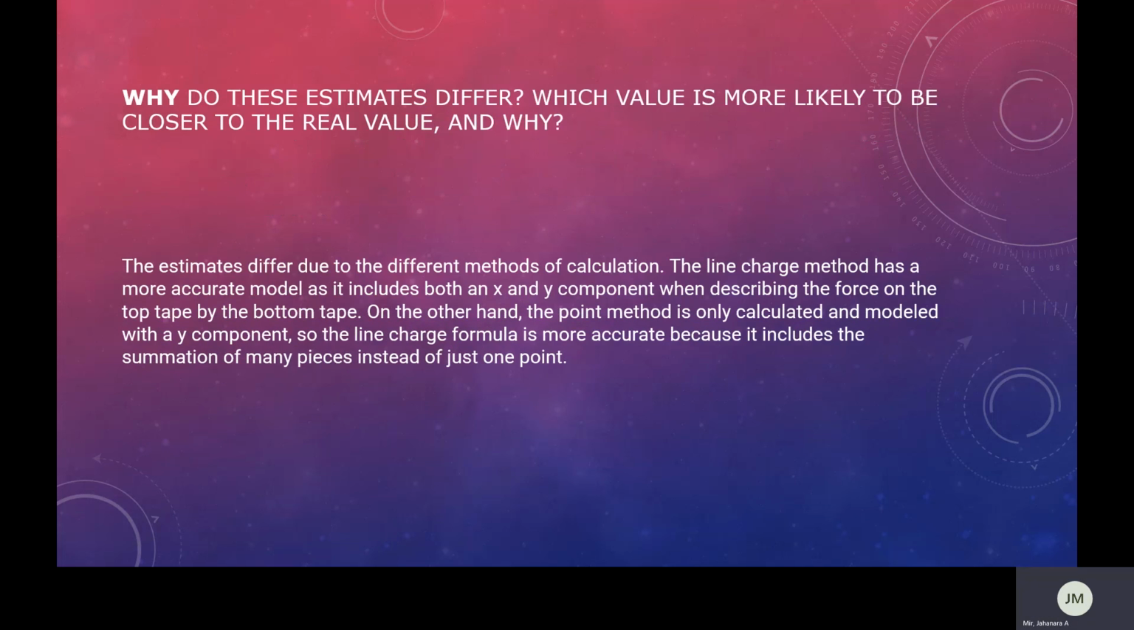The second question was, why do these estimates differ? Which value is more likely to be closer to the real value and why? I said that the estimates differ due to different methods of calculation. The line charge method is a more accurate model as it includes both an x and y component when describing the force on the top tape by the bottom tape. On the other hand, the point method is only calculated and modeled with a y component, so the line charge formula is more accurate because it includes the summation of many pieces instead of just one point.